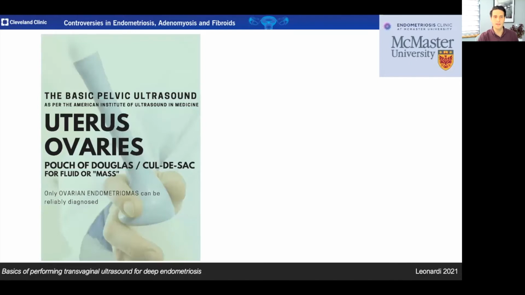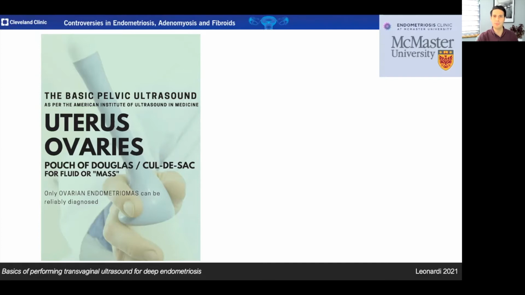Here we have a graphic of basic pelvic ultrasound components, as described by the American Institute of Ultrasound in Medicine. This breakdown of content in the ultrasound is quite similar to that around the world, in Canada, in the UK, in Australia. And so you can see it's quite limited if endometriosis diagnosis is the end goal. The uterus, yes, sure, will give us some clues as to adenomyosis. The ovaries, of course, we can diagnose ovarian endometriomas.